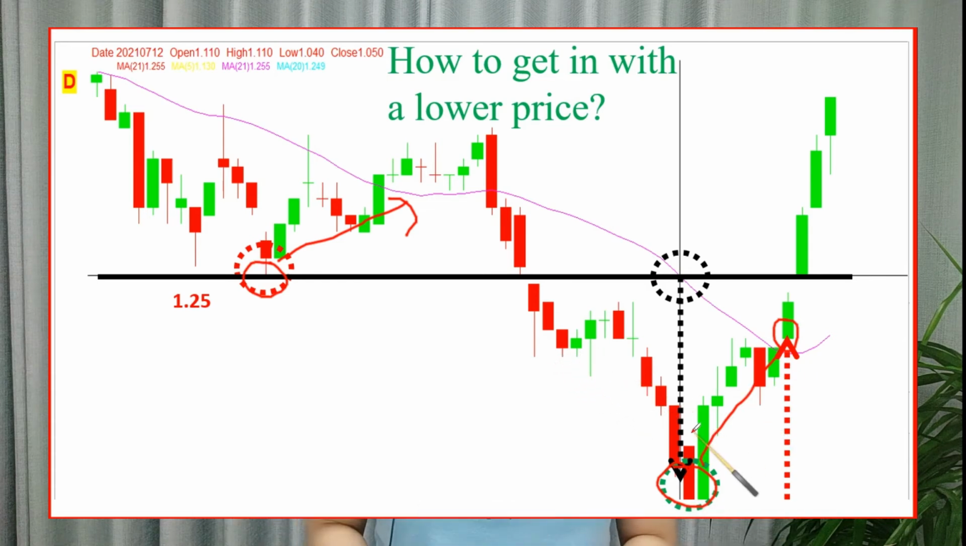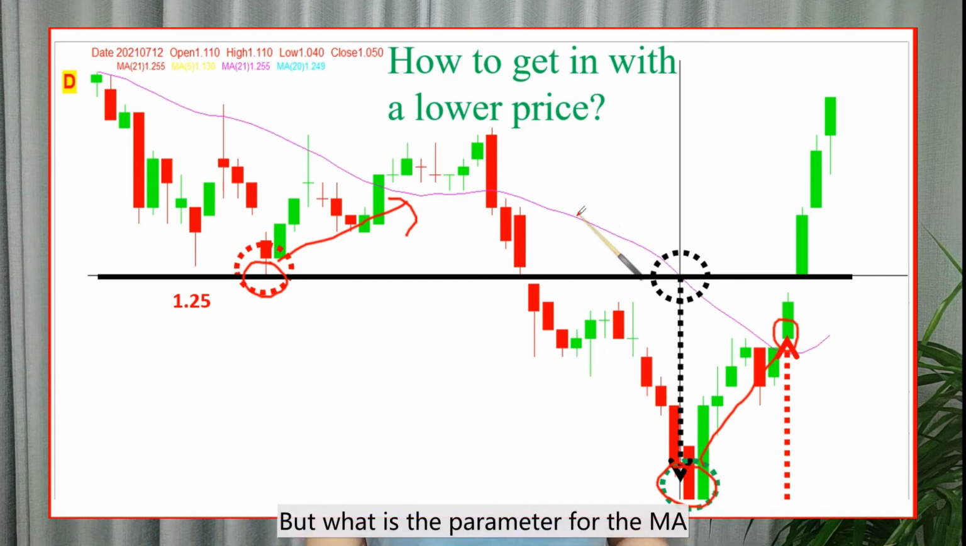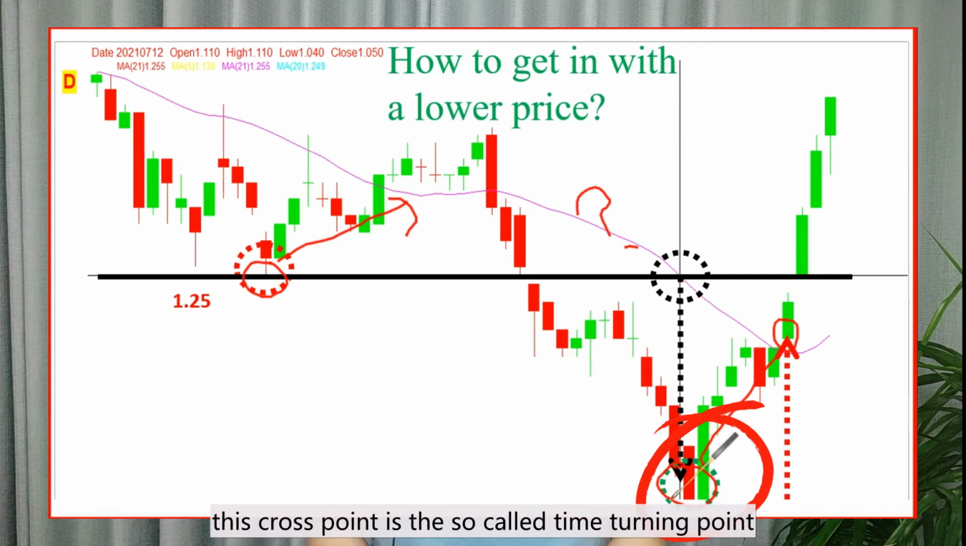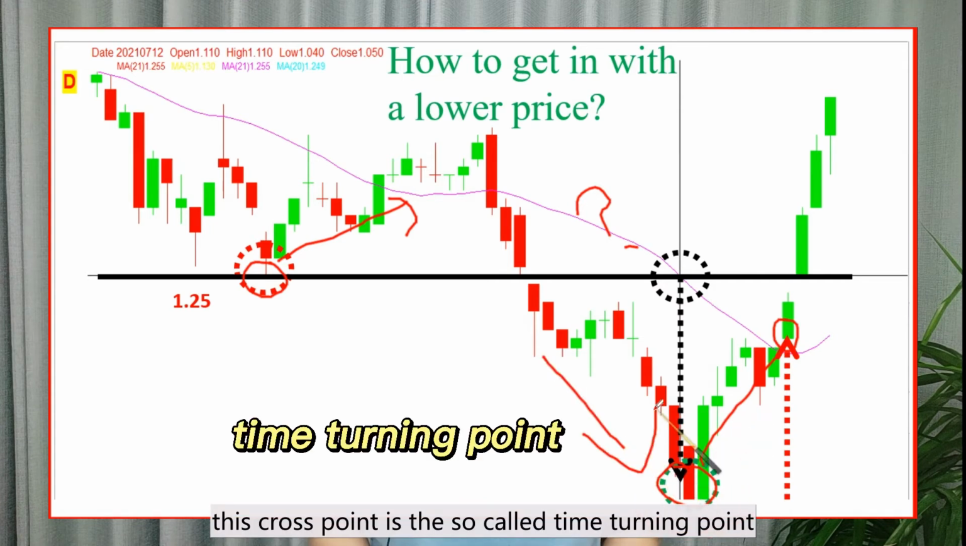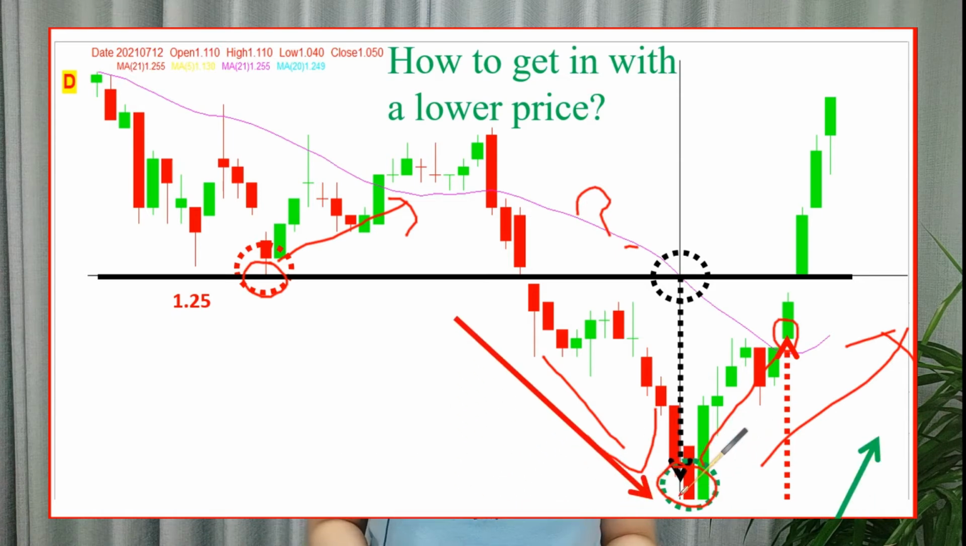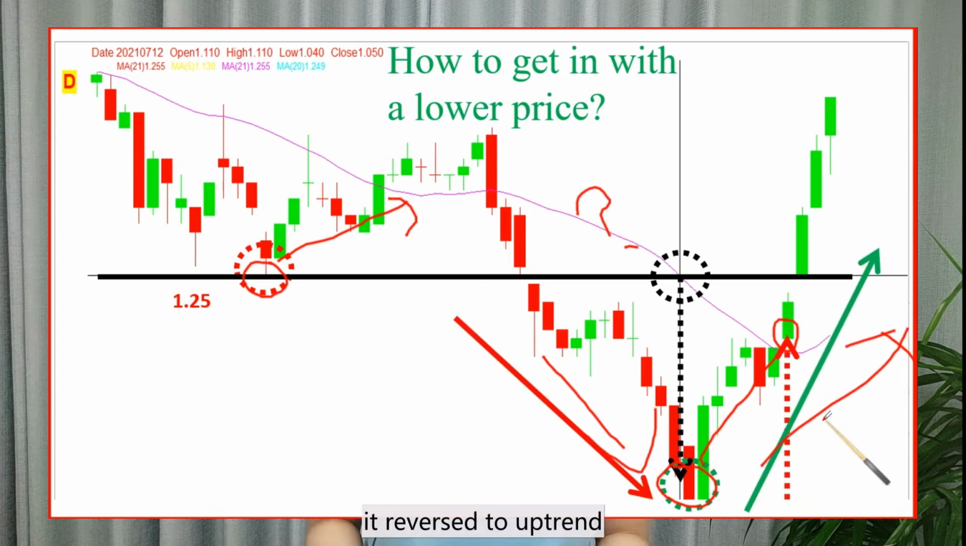Wow, so accurate, isn't it? But what is the parameter for the MA? Take it easy, I will tell you later. Also, this cross point is the so-called time turning point. We can see before this point, it's a downtrend. Then after this point, it reverses to an uptrend.